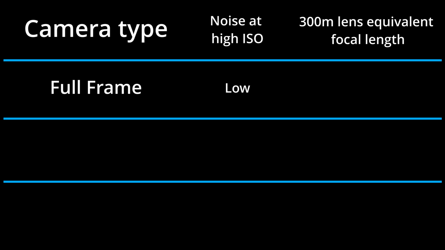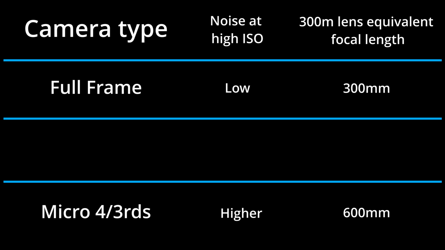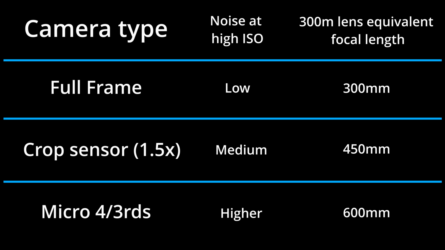If you shoot with a micro four thirds sensor like I do, it will be on average slightly more noisy, but because it's got a 2 times crop factor, I'll have more reach, so my lenses will effectively get twice as close as a full frame lens. And of course the crop sensor, which is a sensor size in between the two, will in terms of both noise and reach be somewhere in the middle.